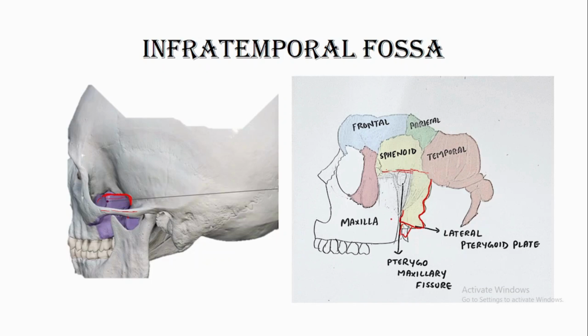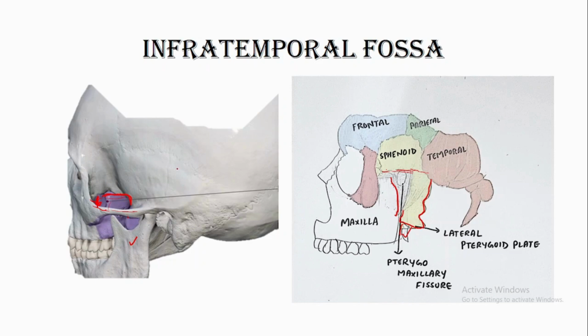Then the lateral wall is formed by the ramus of the mandible. So this is the ramus of the mandible. The inner surface of the ramus of the mandible forms the lateral wall of the infratemporal fossa. The anterior wall of the infratemporal fossa is formed by the posterior surface of the maxilla. This is the posterior surface of the maxilla, and the medial surface of the zygomatic bone. So this is the zygomatic bone. The inner surface of the zygomatic bone also contributes to forming the anterior wall of the infratemporal fossa.